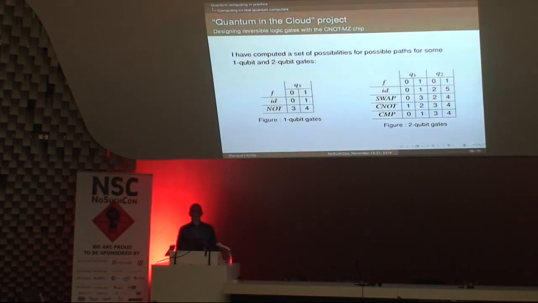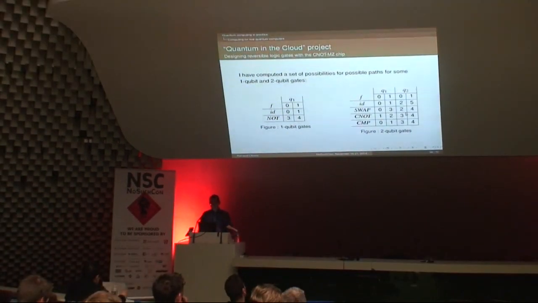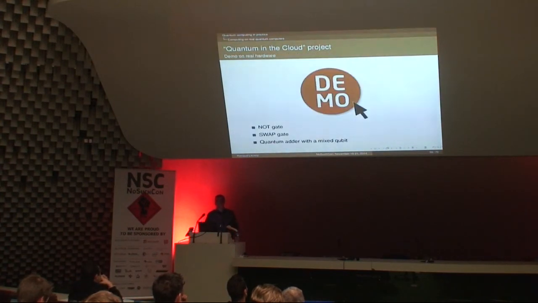But first, before the demo, you have to understand those two tables. I have computed a set of possible paths for some 1 qubit and 2 qubit gates. So if you want to do, for example, a NOT gate, you will have a photon in input path 3 if you want to code for a 0 bit, or a photon in path 4 if you want to code a 1 bit. And this is the same for 2 qubit gates, sorry. So let's have a demo, it will be easier to show you on a real demo.